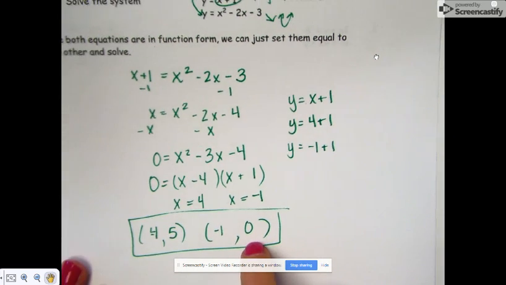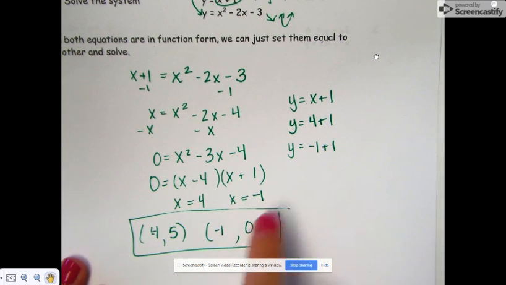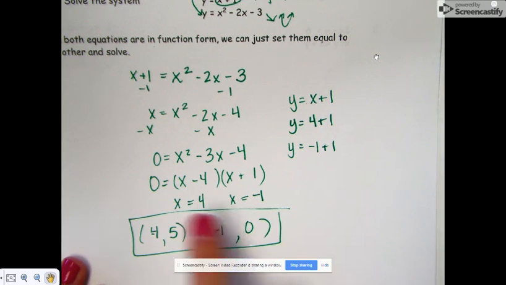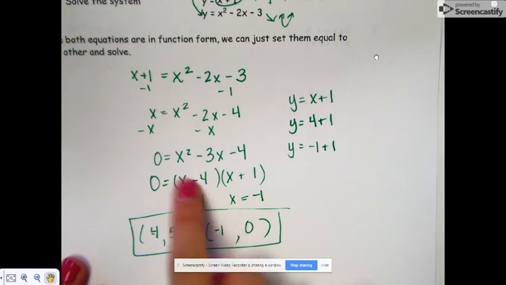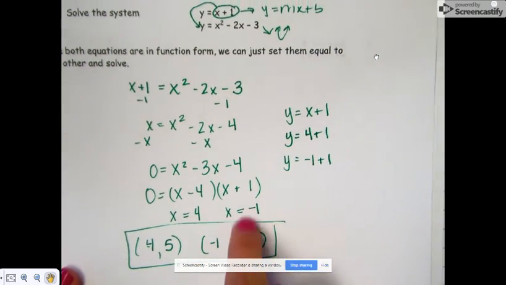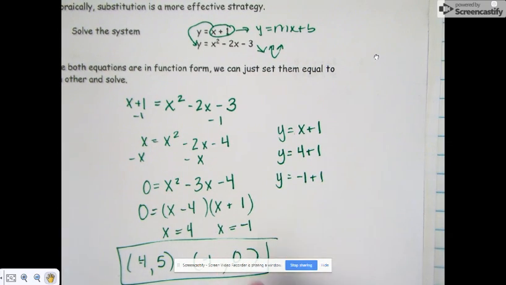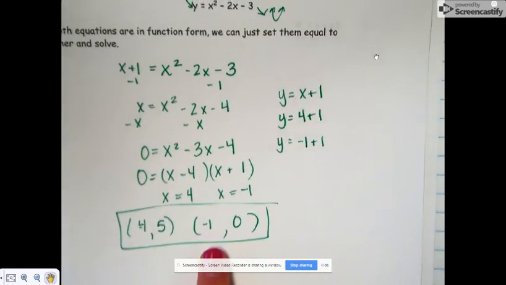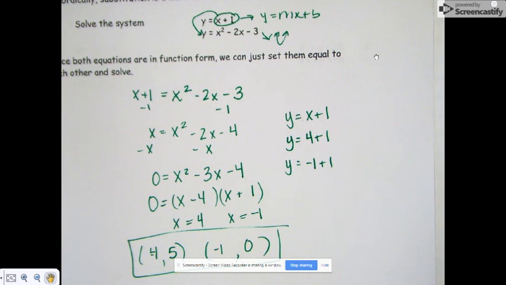So this is an example where the intersections happen twice. There's two intersections. You might not be able to factor at all, or it might be no solution, so you might get something like that too. So just be aware of that. All right, so use substitution for this packet to solve these algebraically.